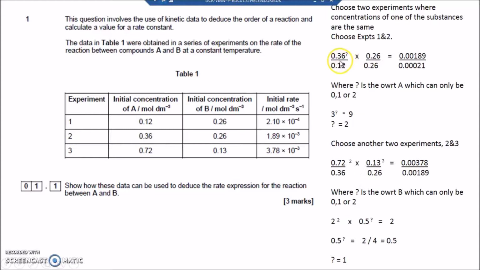0.36 to the question mark divided by 0.12. 0.36 divided by 0.12 is 3, so 3 to the question mark equals, do this calculation, equals 9. Now that question mark there, the order with respect to A: 3 squared equals 9. So the question mark here is a 2. 3 to the power 2 is 9. So rate equals the concentration of A to the power 2. These numbers here, by the way, the orders with respect to A and B, can only ever be noughts, ones or twos. So 3 squared equals 9, that's a 2.